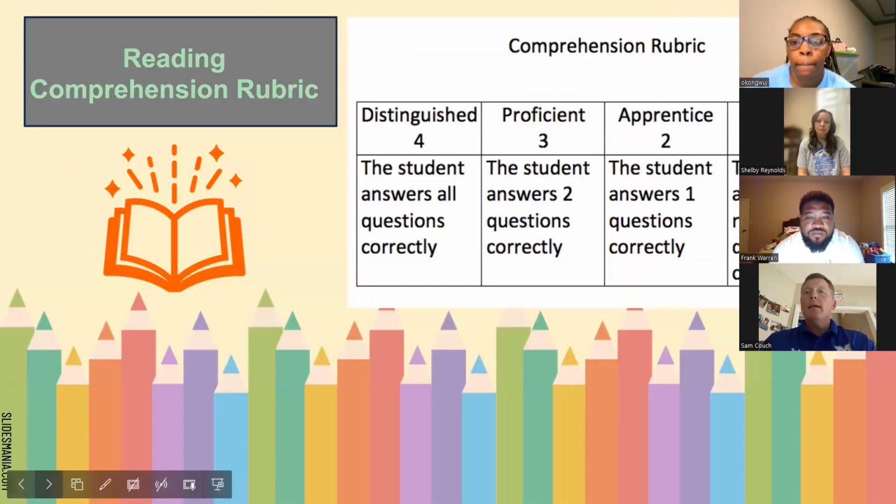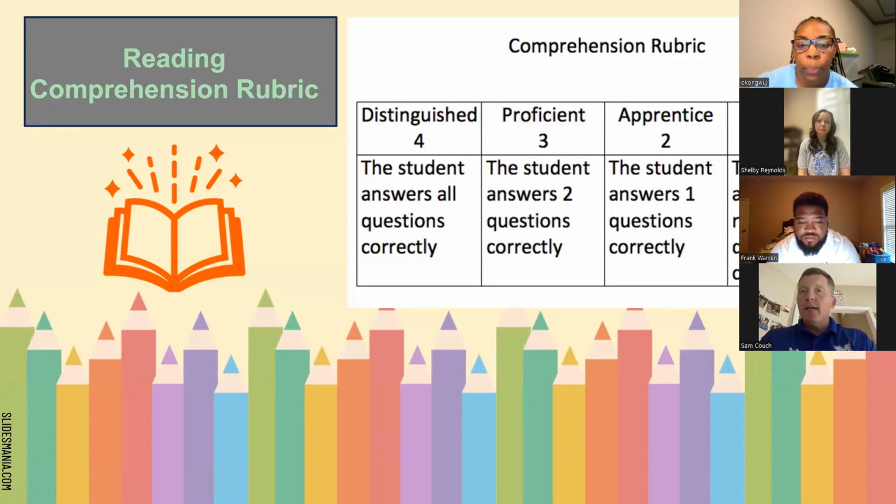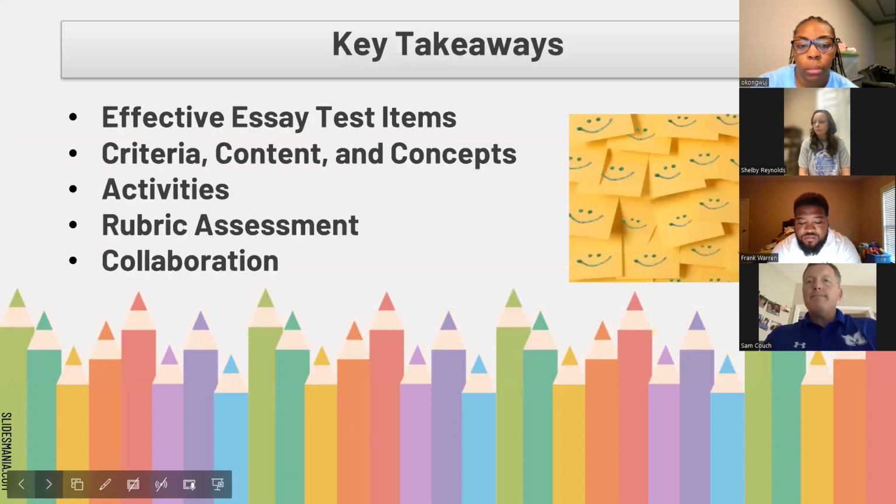So again, if we were in a professional development class right now, this is when we would challenge the group to write their own essay question and then develop a rubric from that. So let's see what Caleb has to say next.